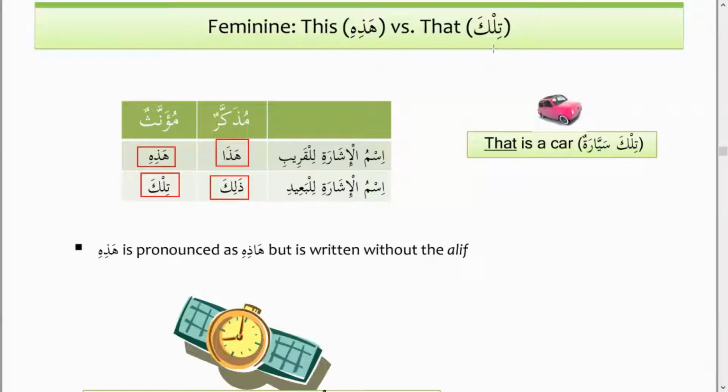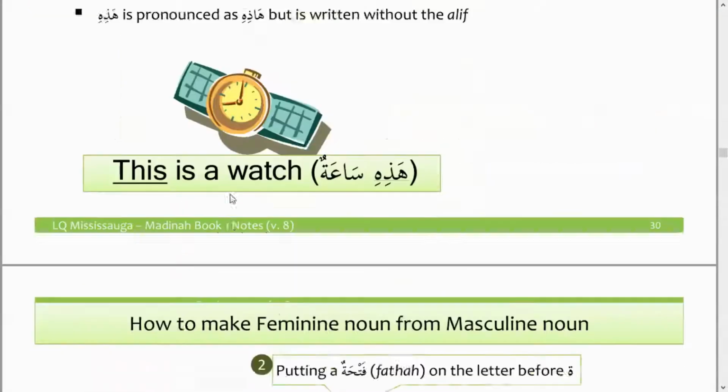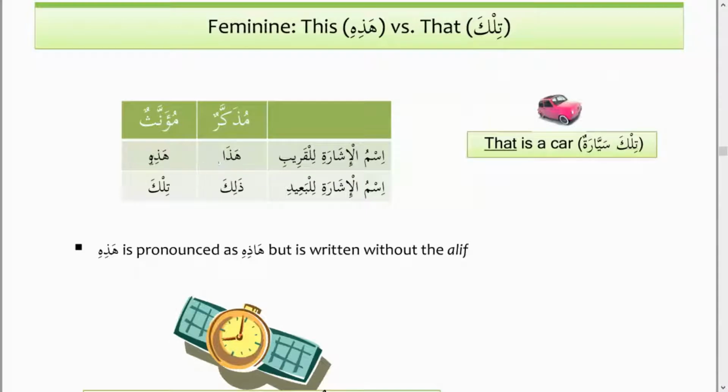Now, how do you know what's feminine? You generally look for the ta sign. Sayyaratun. So the thing becomes feminine, or it should be feminine by nature. For example, if you're talking about a girl or a woman, or a mother. So hazihi is this, and tilka is that.